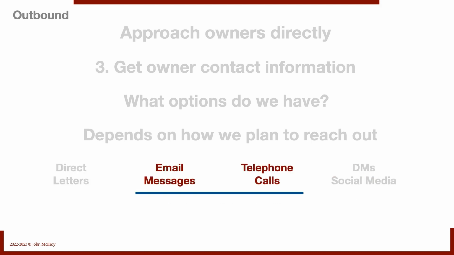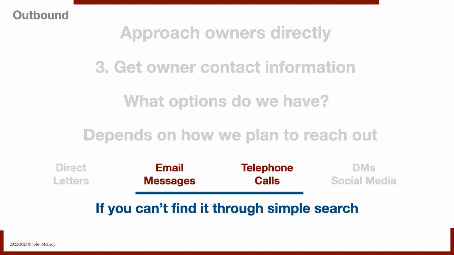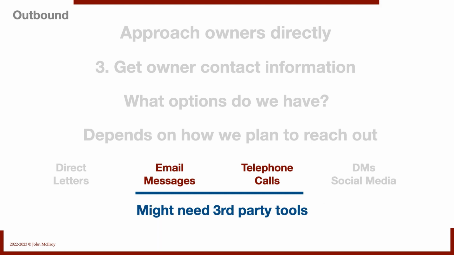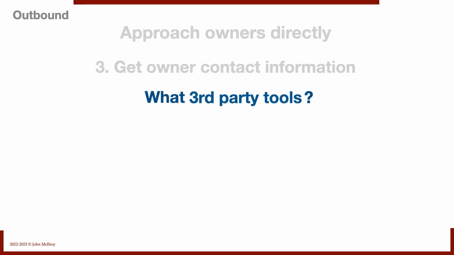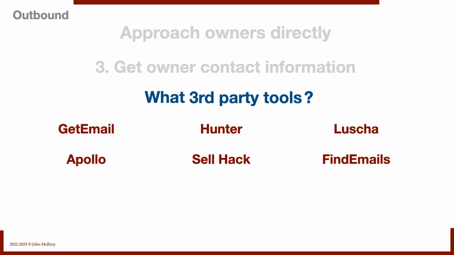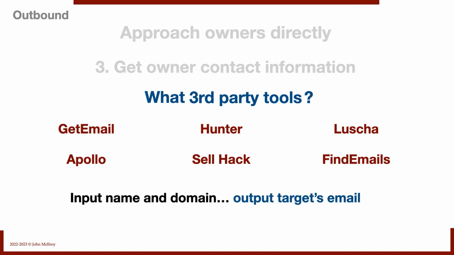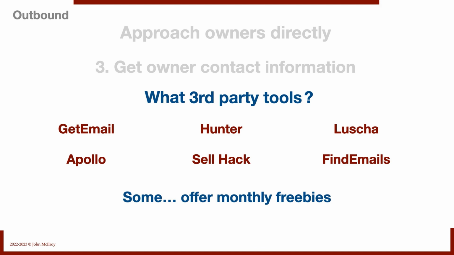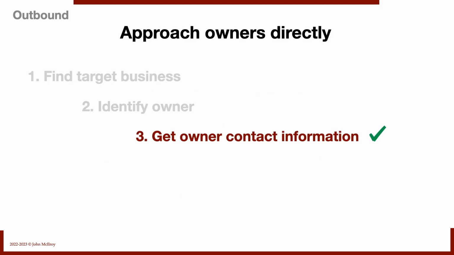If we want to email or telephone call, if you can't find it through simple search, you might need third-party tools. What third-party tools? Well, if we're talking email, Get Email, Hunter, Lusha, Apollo, Cellhack, Find Emails. Those are the 6 that I use. You input the name and domain, it will output the target's email. I think this is my favorite service in my tech stack. I use it all the time. Some of them offer monthly freebies in terms of the number of free emails they'll give you. And so if you combine a few of them and you're low volume, that might take care of it. That's how we get owner contact information.